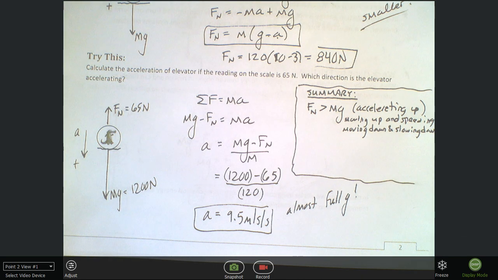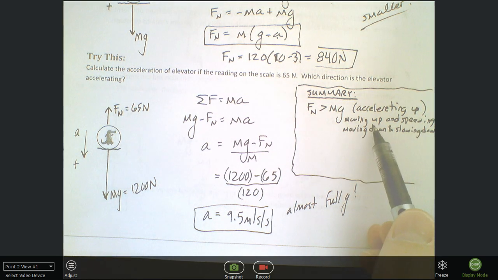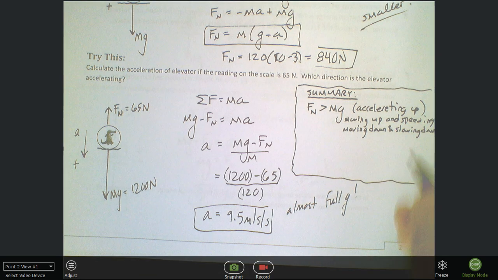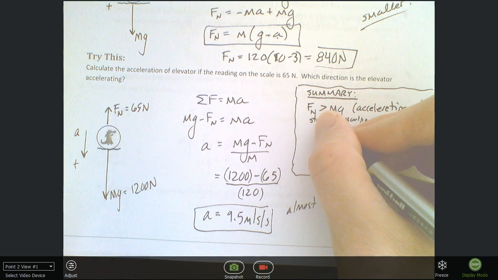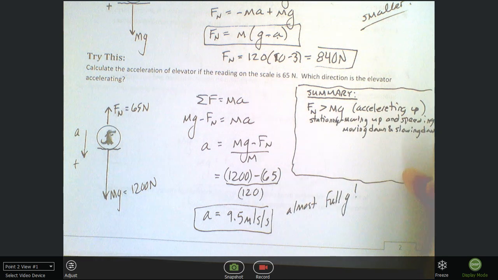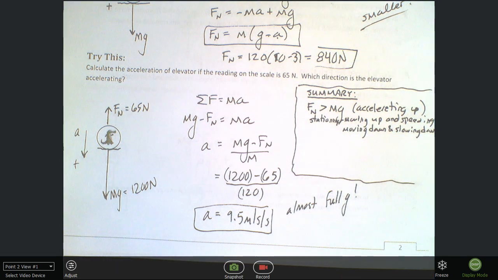If the Fn is bigger than mg, you have to be accelerating upwards. That means that you could be moving upwards and speeding up, or you could be moving downwards and slowing down, or stationary. Stationary and moving, like you're either stationary, moving up and speeding up, or you're moving down and slowing down.